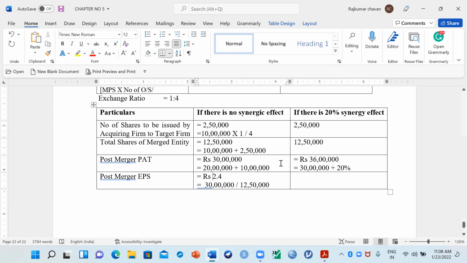Now, if there is an increase in the PAT due to the synergistic effect, then there should be an increase in the EPS also, because there is a direct relationship between PAT and EPS here. So what do you think? What will the EPS be now if a synergistic effect arises? Can you tell me in the chat box, everyone? What will my EPS be if a synergistic effect arises?